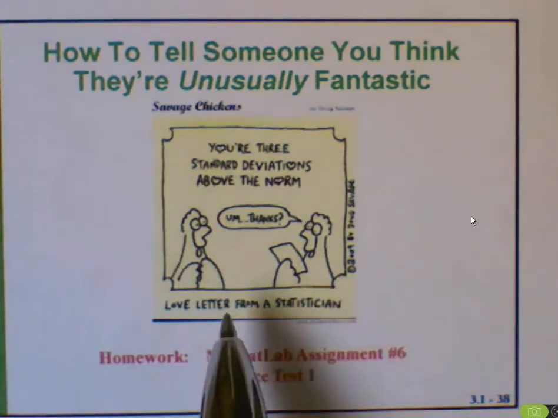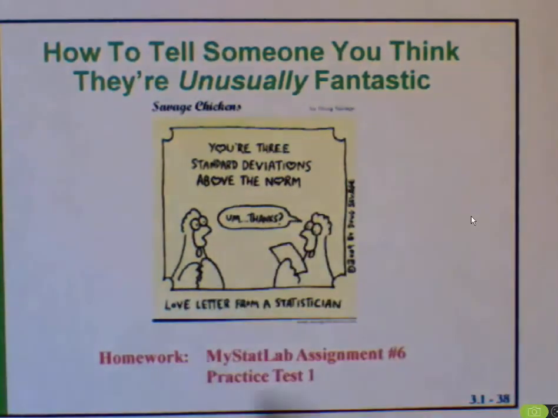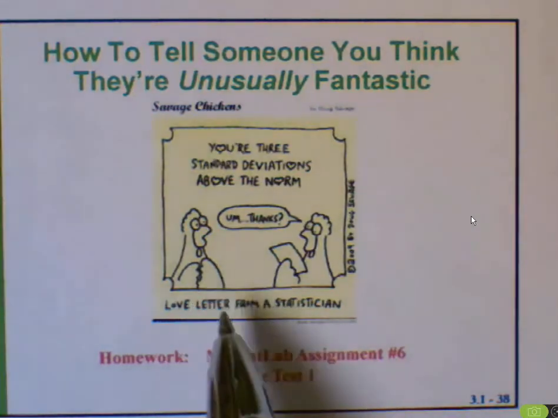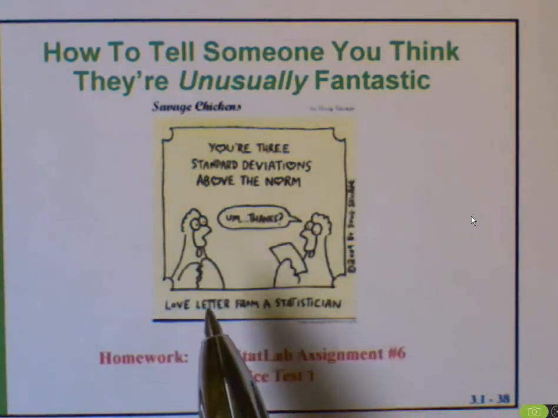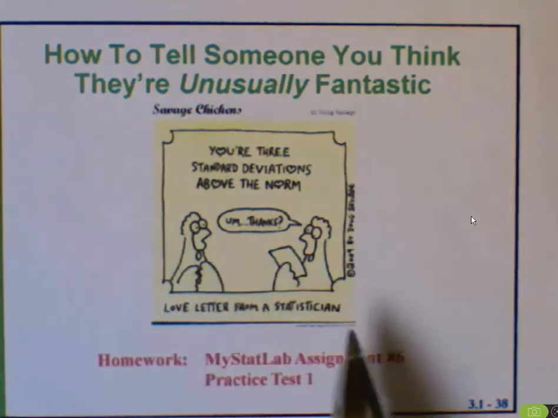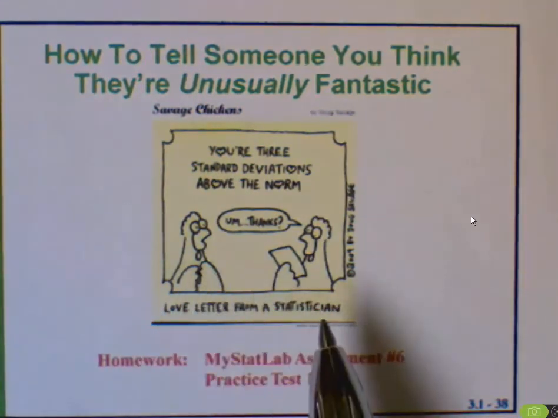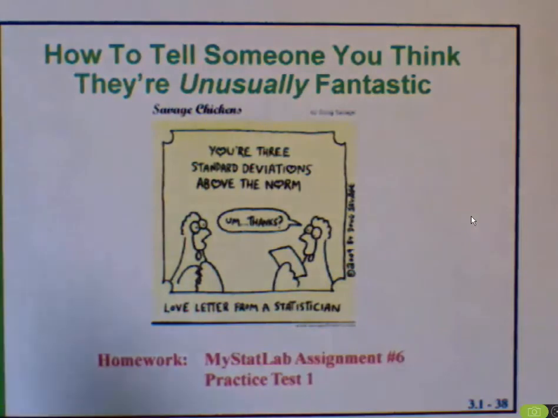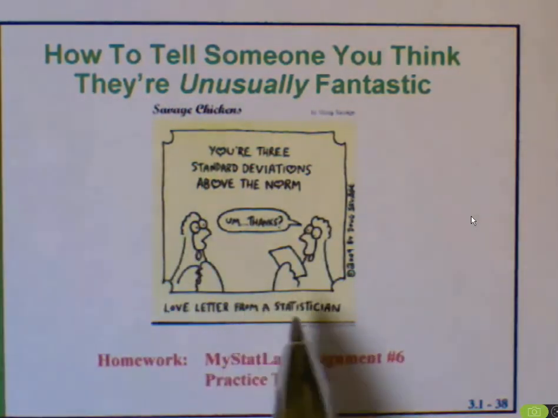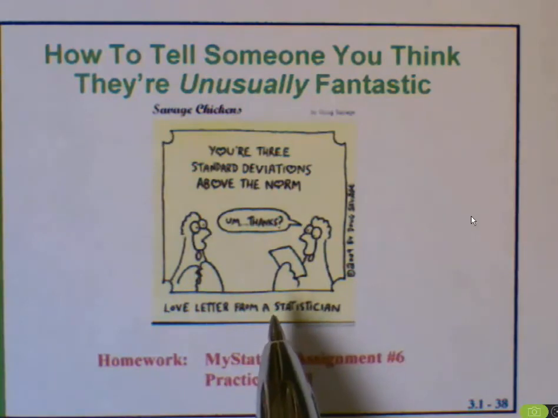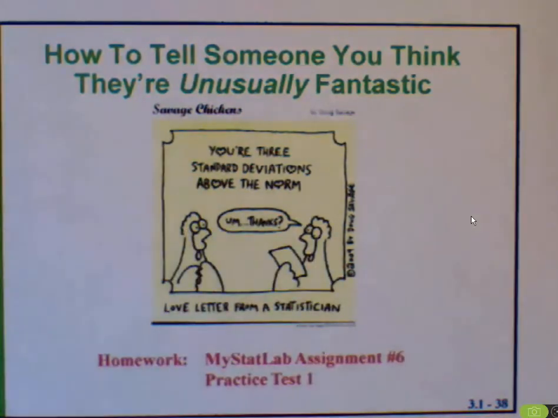This is hanging on my husband's mirror. He sees it every day. Love letter from a statistician. If you really want to tell somebody that they're outstanding, far beyond anyone you know, or far beyond 99.7% of the population, got that from the empirical rule, just let them know they're 3 standard deviations above the norm.